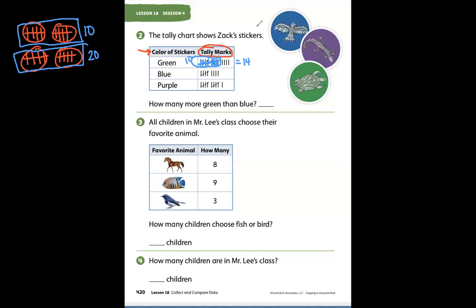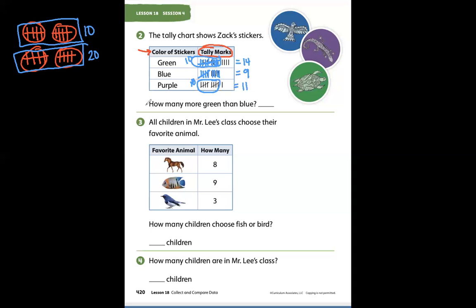Let's count that next group. So that was the green group. Now we're going to do the blue group. 1, 2, 3, 4, close the gate. 5, 6, 7, 8, 9. So 5 and 4 more equals 9. So there were 9 blue stickers, 14 green stickers. And just looking at these tally marks, I can see that there are 2 groups of 5, which make a 10. So I can just circle it just like that. So here we have 1 ten and 1 one equals 11.